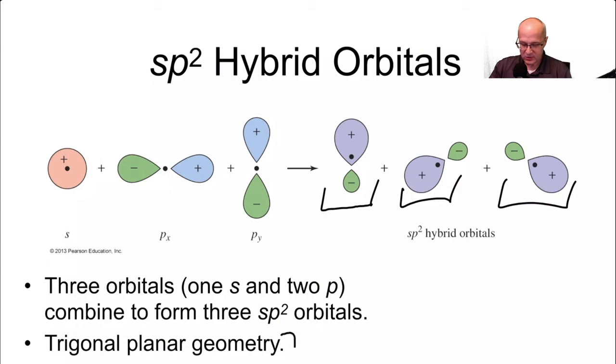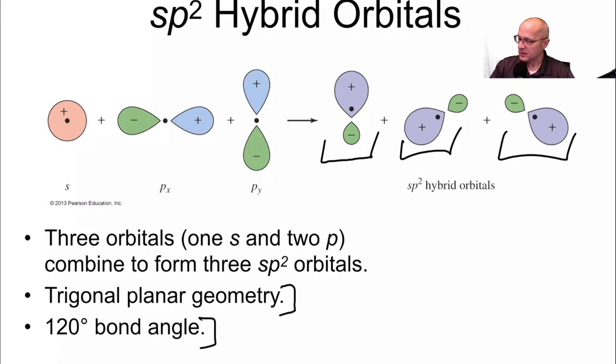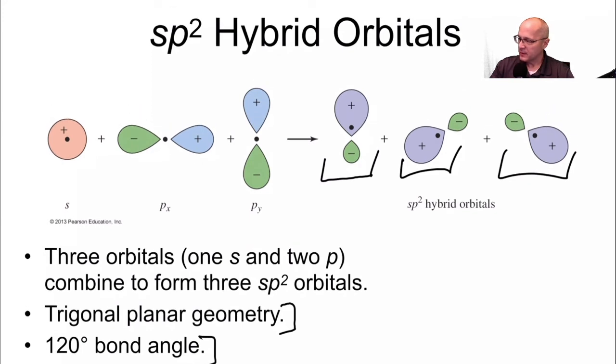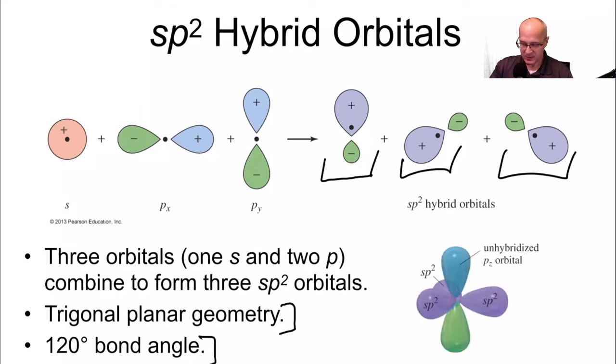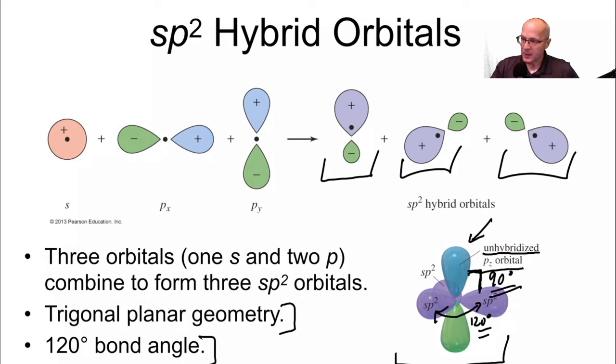You're going to have a trigonal planar geometry, and the bond angle is going to be 109 degrees. I guess that's off camera, isn't it? There you go, 109 degrees. And there is a computer-generated version of it. Now here is an unhybridized p orbital. Okay? Notice the bond angle between here and here is 120. So the bond angle between sp2 orbitals is 120, but the bond angle between the p orbital and the hybridized orbital is 90. Okay? So that's important to know.